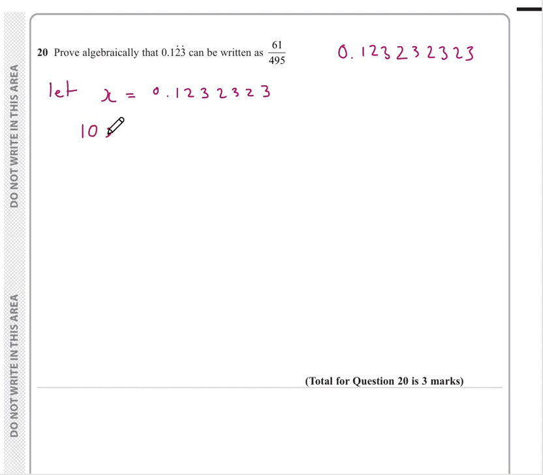Powers of 10 are the key to this. So let's have a look. 10x is going to be 1.232323. So this is not going to be our solution. Let's think about 100x. It's going to give us 12.3232. So our recurring part's not lined up yet. So let's think about 1000x. That's going to be 123.23.